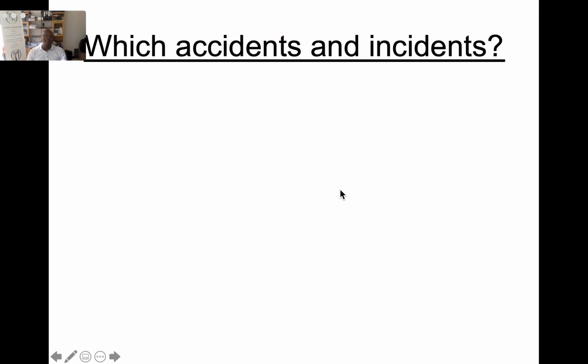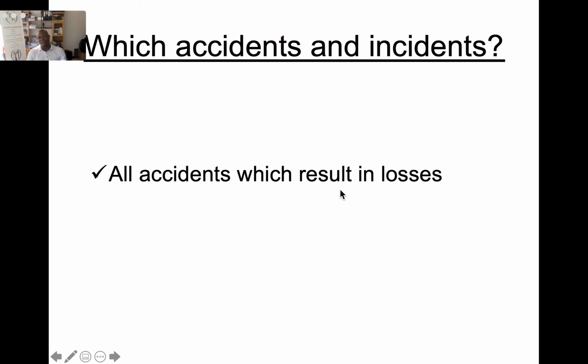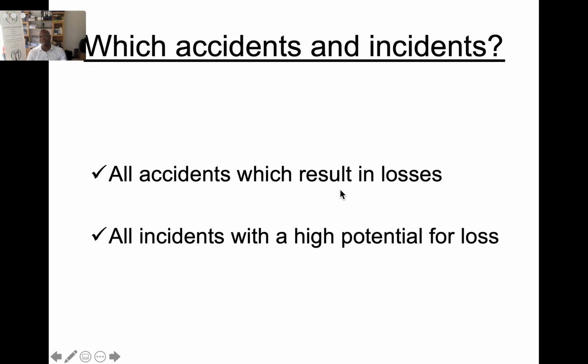Now, which accidents and which incidents must be reported? According to the law, all accidents which result in losses must be investigated and reported, and all incidents with a high potential for loss must be investigated and also be reported without delay.